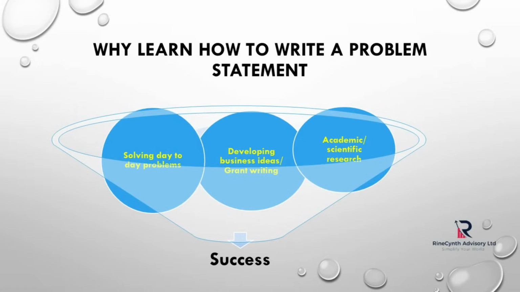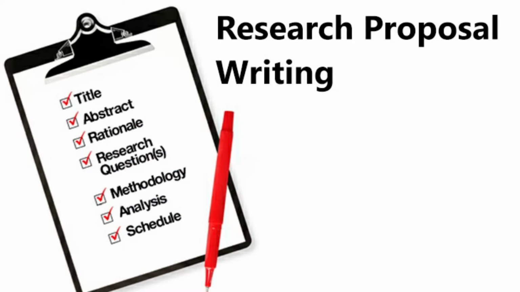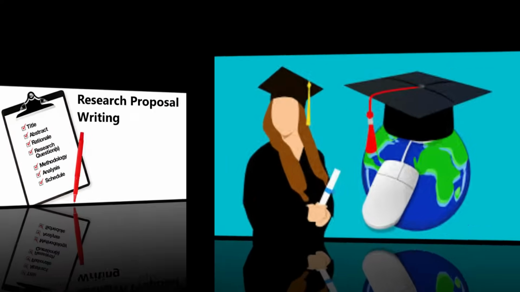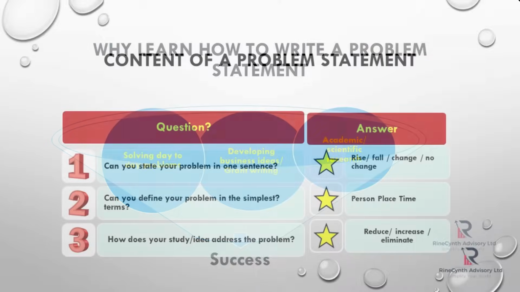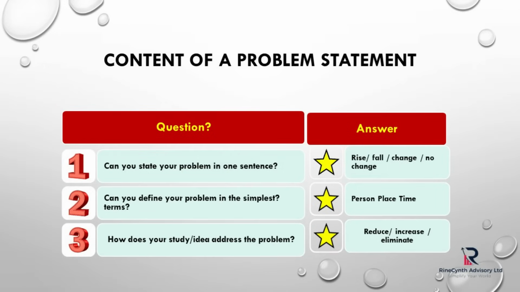Most importantly, though, a problem statement is a requirement for academic research proposals and grant proposals. These are necessary if one wishes to graduate or apply for funding for a project. So let's look at the contents of a problem statement.